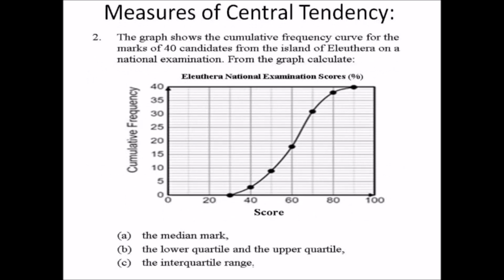Okay, measures of central tendency, number 2. Move on to something that's a bit harder. The graph shows the cumulative frequency curve for the marks of 40 candidates from the island of Eleuthera on a national examination. From the graph, calculate A, the median mark, B, the lower quartile and the upper quartile, and C, the interquartile range. Do you know what to do, guys? Or are you stumped with this question? Nah, you can figure it out. Go ahead, get it done.